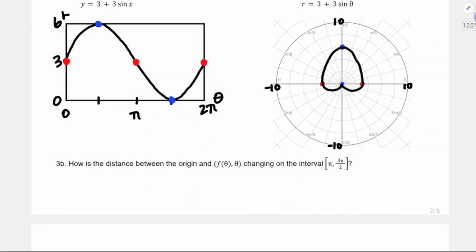Okay, then how is the distance between the origin and f of theta changing on the interval pi to 3 pi over 2? It's decreasing.